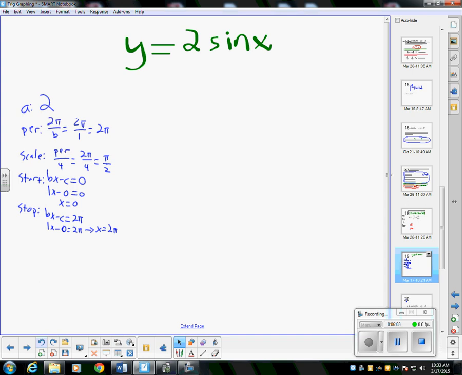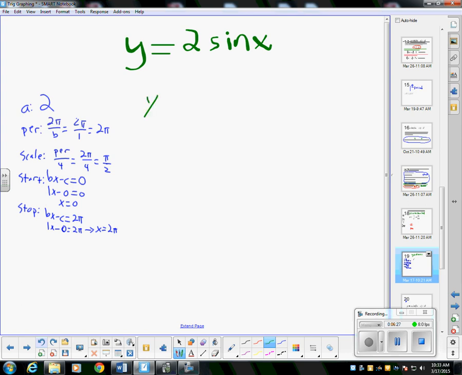Step 2, what we need to do is actually come up with the 5 key points. Remember back in algebra and math before that, when you did your graphing, you made a table of values, you picked a number of x's, and you plugged them in, you came up with their y's. That's what we're going to do here. Except we can't just pick any old x. We have to pick x's that are strategic and targeted.